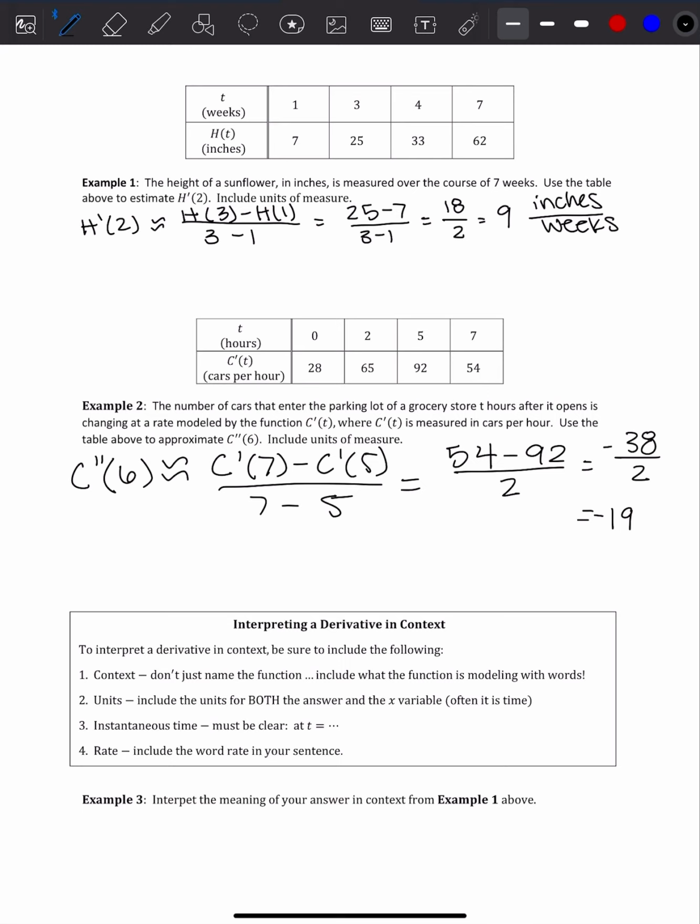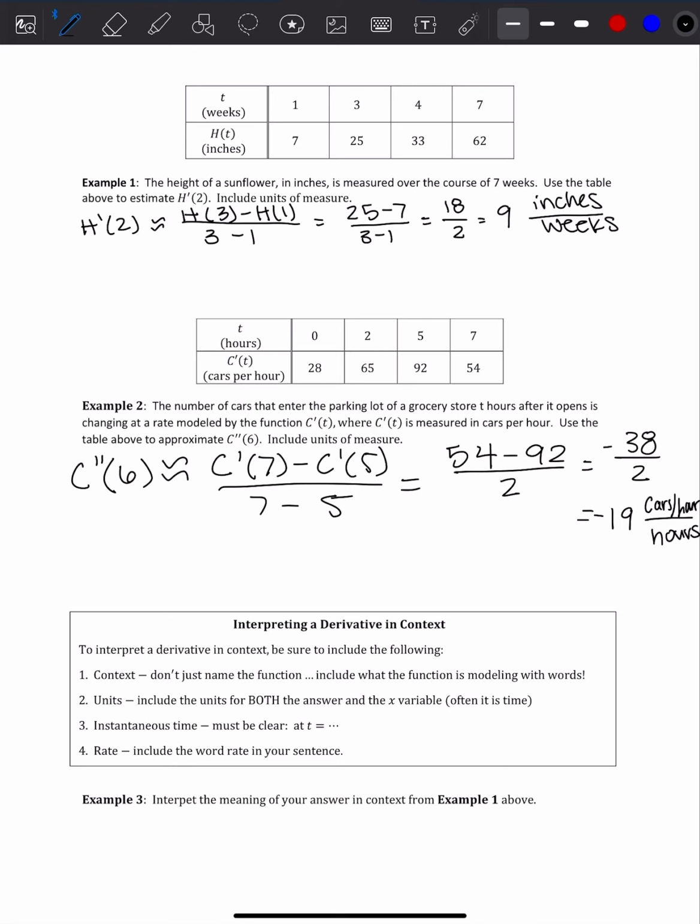Okay, so now we need to think about what our units are. C prime of t is cars per hour. T is hours, so this would be cars per hour over hours. So the rate at which the cars are entering the parking lot is decreasing at a rate of 19 cars per hour.